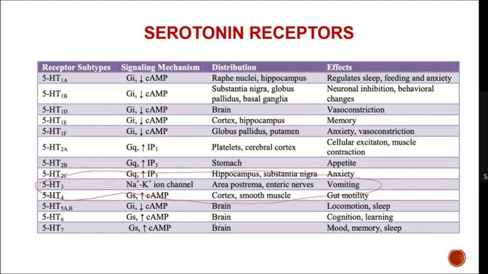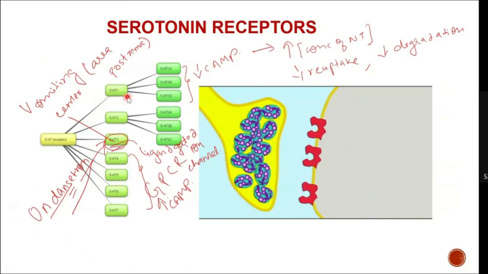Okay. So as we were talking about these receptors, what is the thing that we have to keep in mind? That receptor type 1 and its isoforms are going to decrease my cyclic AMP. Then the other ones, from 4 to 7, are going to increase my cyclic AMP.